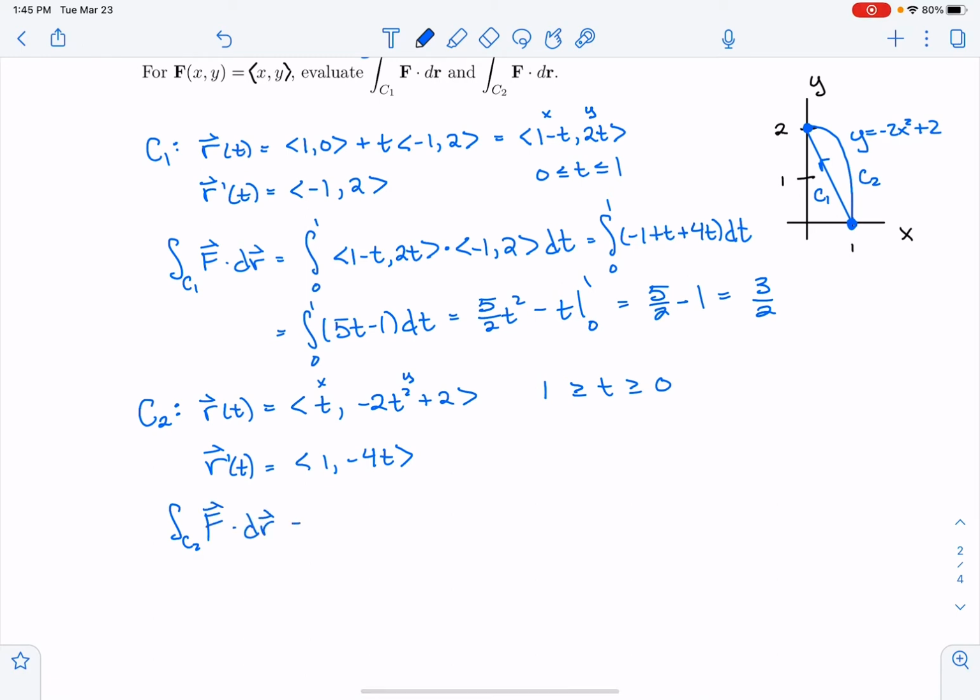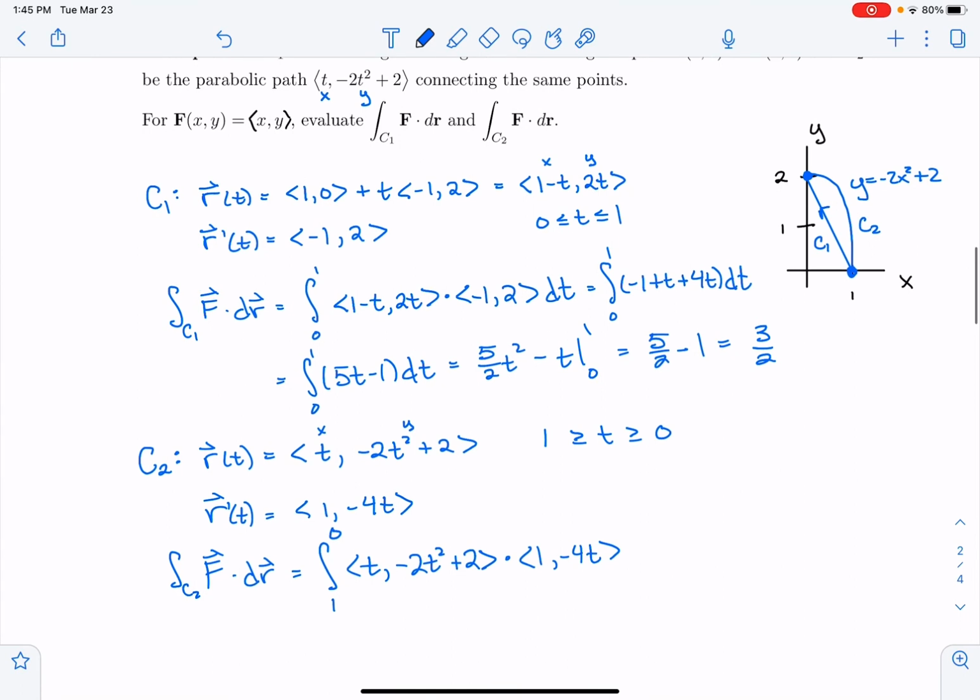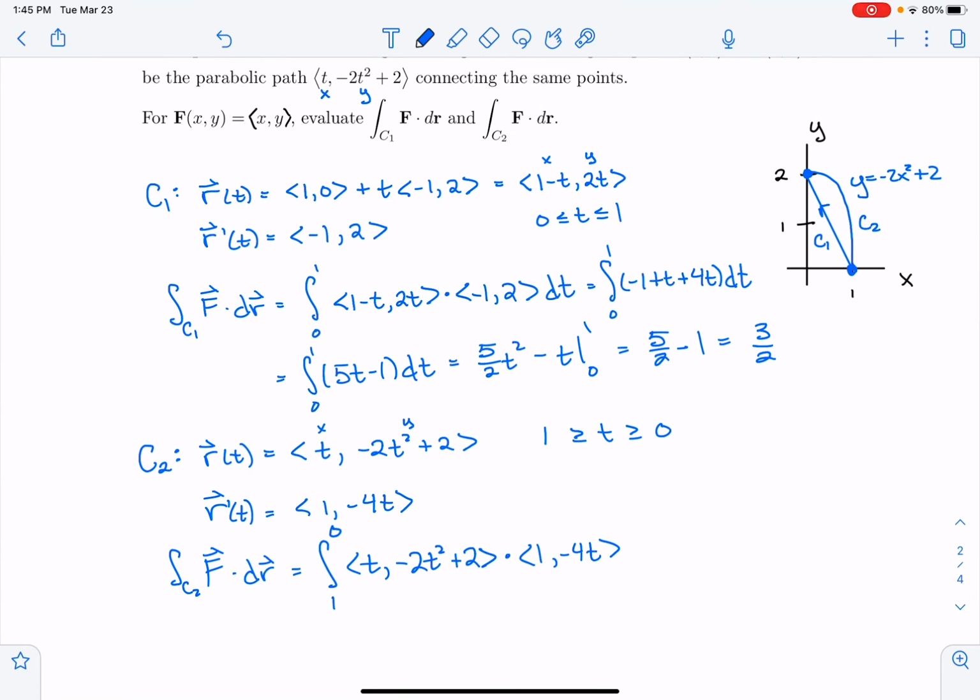So f, again, remember, is just xy. So that's going to be t, negative 2t squared plus 2. That gets dotted with r prime, which is 1, and then negative 4t. And then this integral is actually going to go from 1 to 0. Again, so that I start at the point (1, 0), and I end at the point (0, 2).